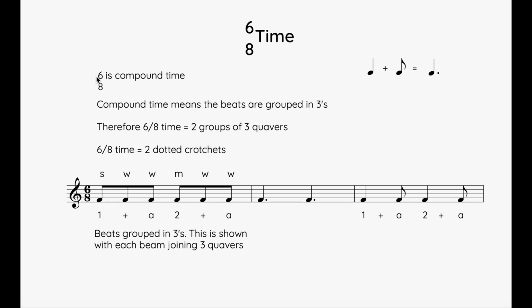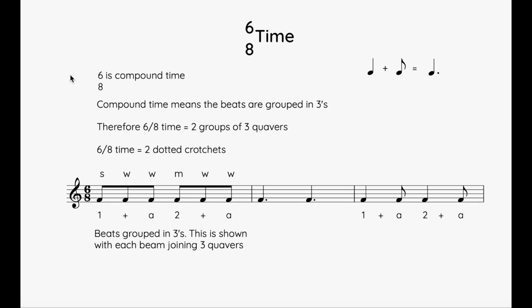Okay, so we have 6 quavers in the bar, but there's a consequence to that. What happens when you have 6 beats in the bar? It becomes what we call compound time. So compound time is different to simple time. Compound time means that there are groups of 3. The beats are divided into groups of 3, and particularly because we have 6, we can divide 6 into 2 groups of 3 beats.